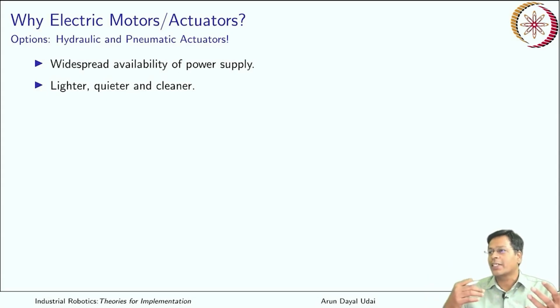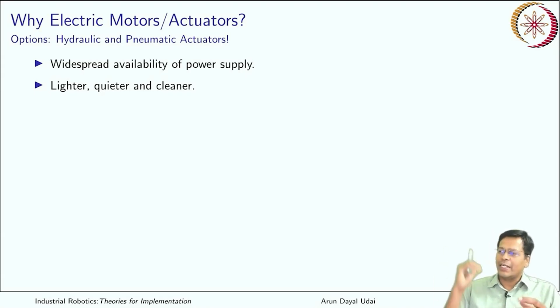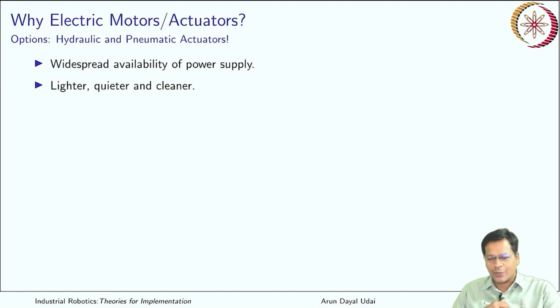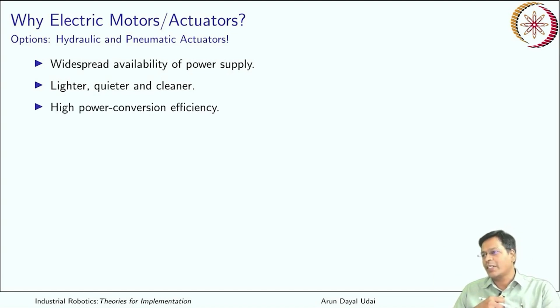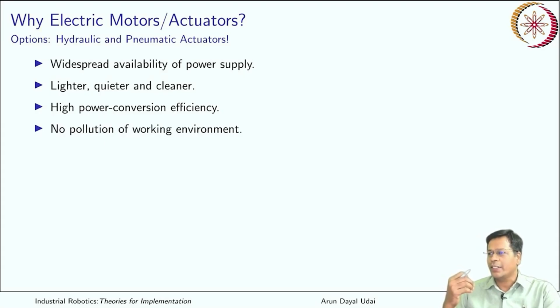Finally, you are not generating that noise all around. So it is lighter, it is quieter, it is cleaner at the site. At the site, a thermal power station does generate smoke and all, but that is at the power plant, not at the site. Okay. So yes, it has a very high conversion efficiency compared to pneumatic or hydraulic, so you don't waste energy. Quite a lot of it is actually converted to the power that you see at its shaft. So no pollution in the working environment where you are, right?